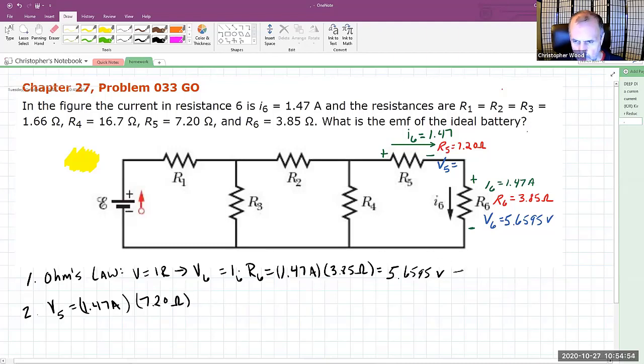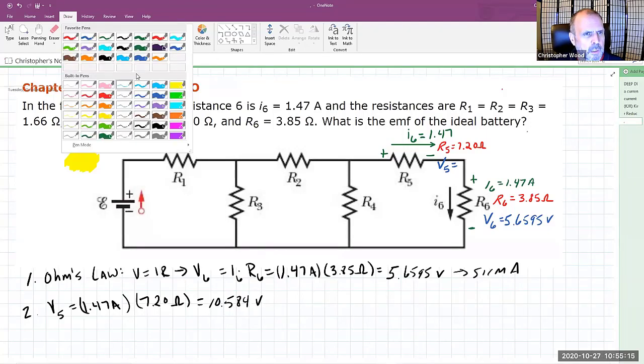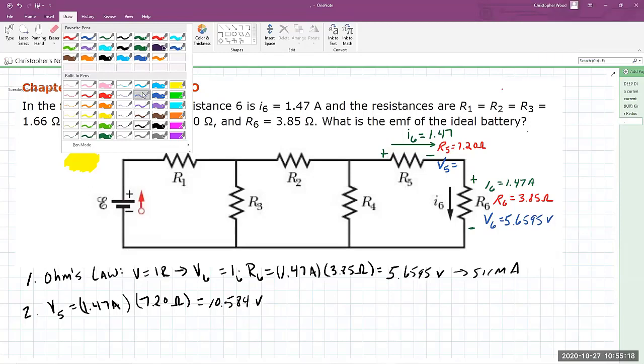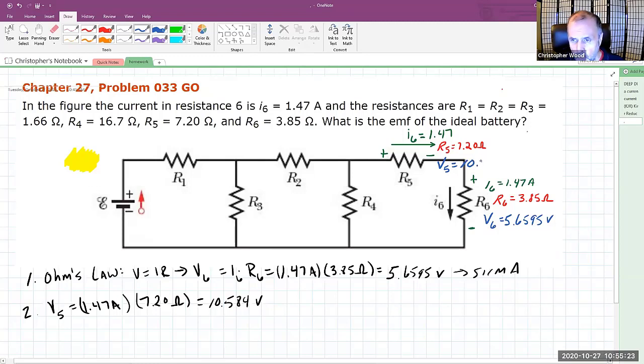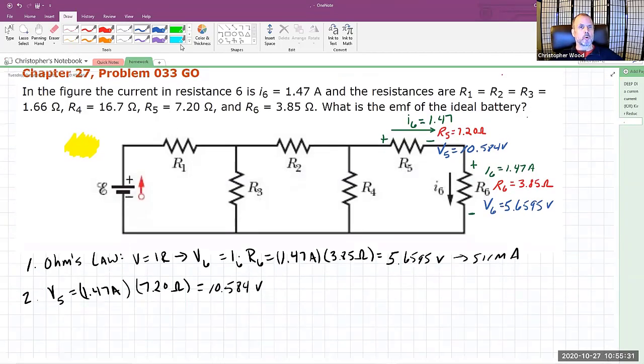This is SICM A. I don't want to forget about that. SICM A. So I have 1.47 times 7.2 is 10.584 volts. Let's add that to the schematic. 10.584 volts. Good to know.